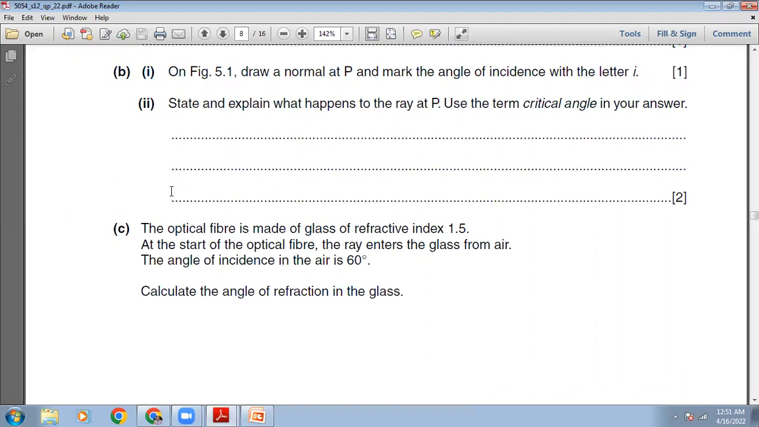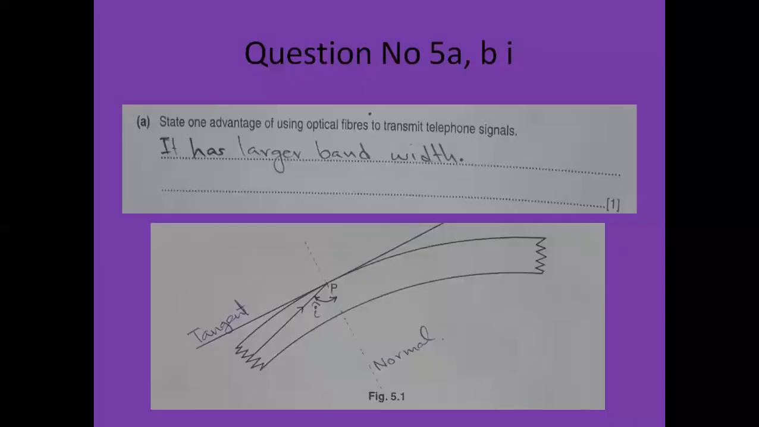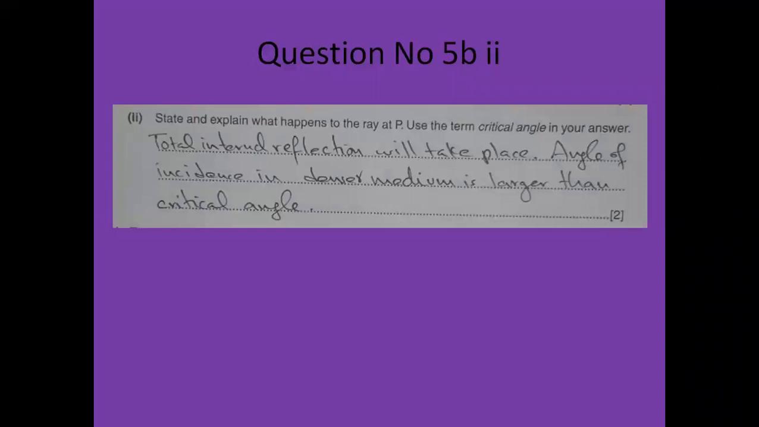State and explain what happens to the ray at P. Use the term critical angle in your answer. So this angle of incidence is greater than the critical angle. So the process of total internal reflection will take place. Total internal reflection will take place. The angle of incidence in the denser medium is larger than the critical angle.